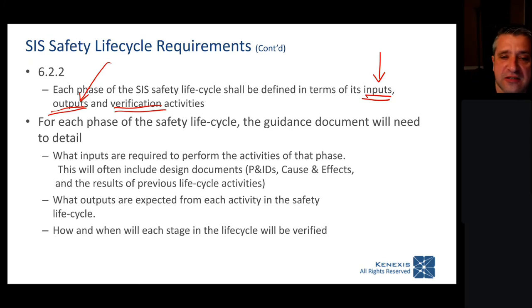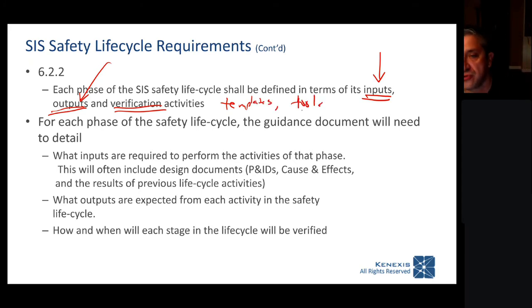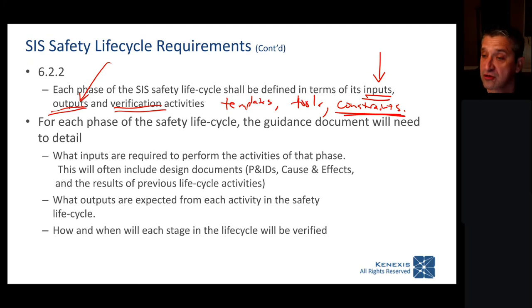What templates should you be using as a starting point? What tools should you use to perform those activities, and any other constraints that are imposed by your organization for those tasks all need to be listed out in this document. Okay, so this needs to be done again for every activity, every step in the safety life cycle, every activity that's going to occur when you're performing an SIS project.